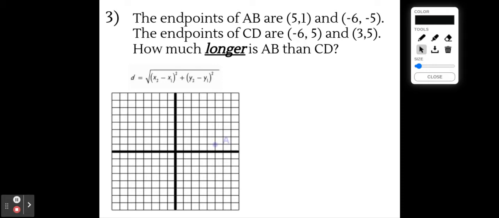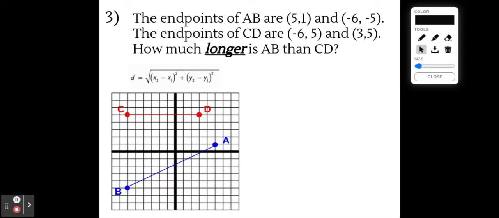So the endpoints of AB are (5, 1) and (-6, -5). So there we can connect that line together. Okay. Then the endpoints of CD are (-6, 5) and (3, 5). And we can connect those two together. So what I did was I just graphed these four ordered pairs on the coordinate plane so that I can get a little visual of what's going on here.